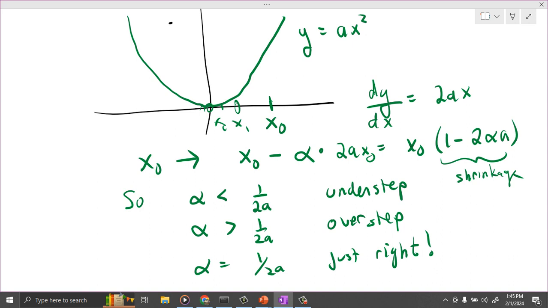Right? Now, if alpha is bigger than 1 over 2a, then this number 1 minus 2 alpha a is negative. So that means that x0 will jump to the other side. Okay? And we'll be jumping back and forth. So the sweet spot here is alpha equals 1 over 2a. Right? Now the problem is, in practical cases, you don't know what a is. But you can try to do your best to make an estimate for a. And we won't go into details about learning rate, but there is a lot of research that has been done on optimal choice of learning rate.